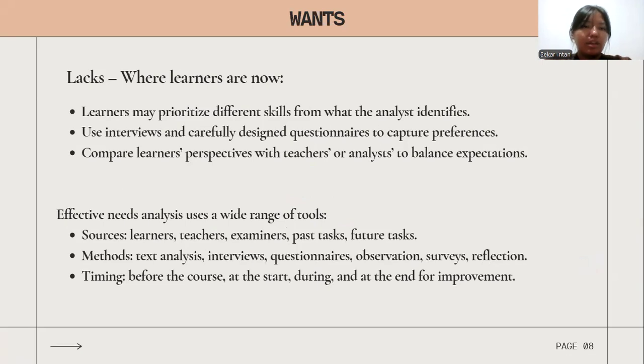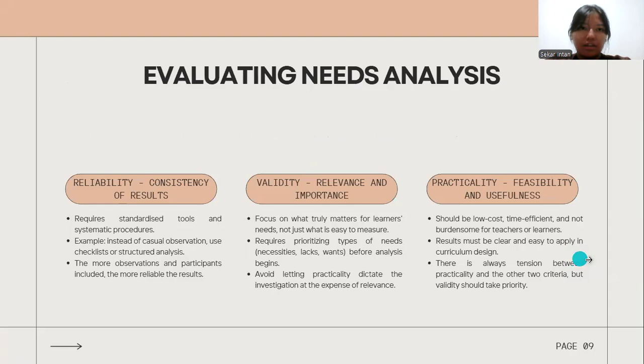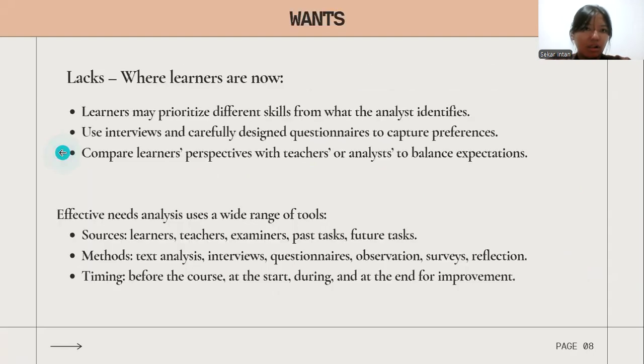Next one is wants, where learners' own priorities are reflected. Wants reflect learners' own priorities on different skills, which may differ from what the analysis identifies. Use interviews and carefully designed questionnaires to capture preferences, and compare learners' perspectives with teachers' or analysts' to balance expectations.